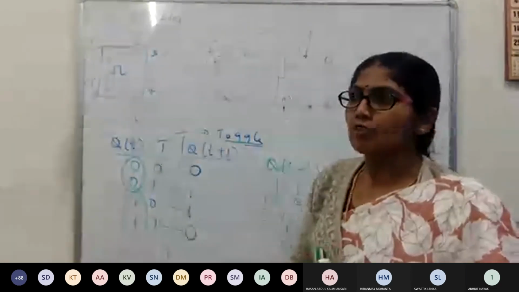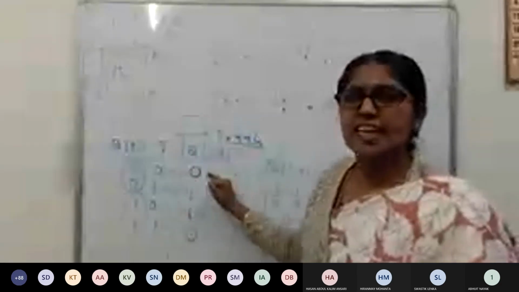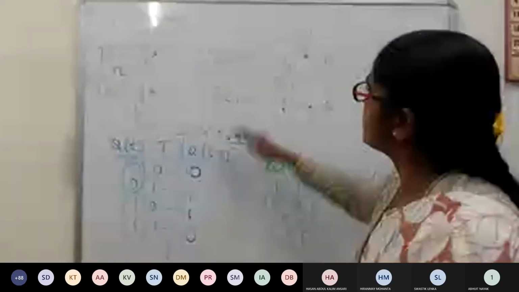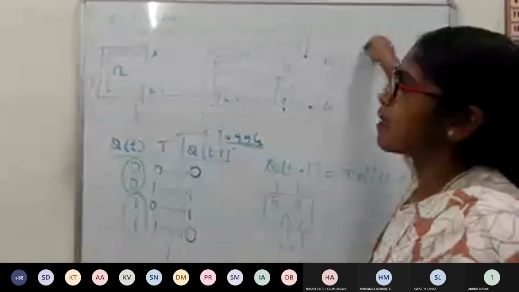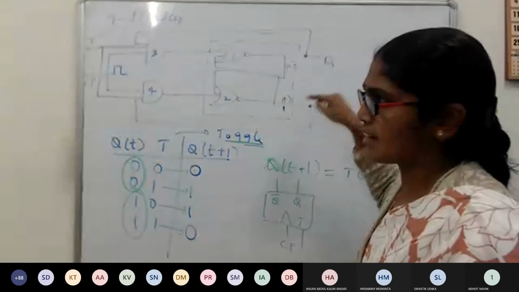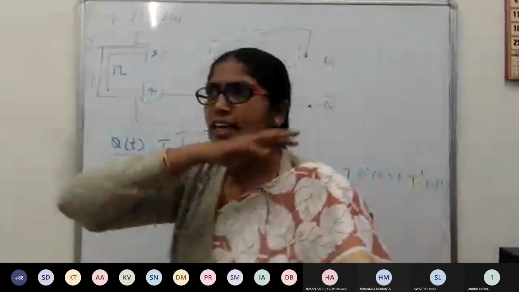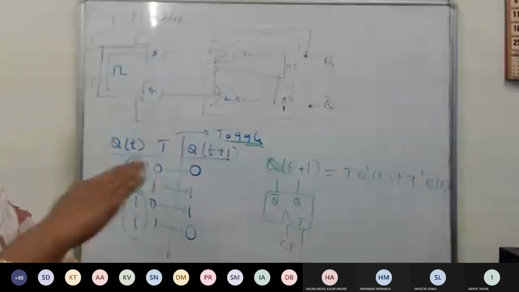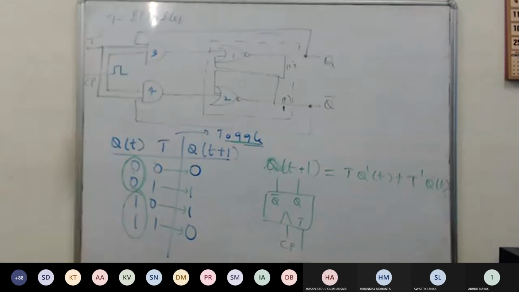Now, 0 means what? This is a state. Q of t plus 1 at 0 state means with these inputs, Q of t is remaining at the 0 state, and Q bar of t plus 1 is remaining at its state. So we are trying to evaluate the states there. State means it is a level. Voltage level is maintained.